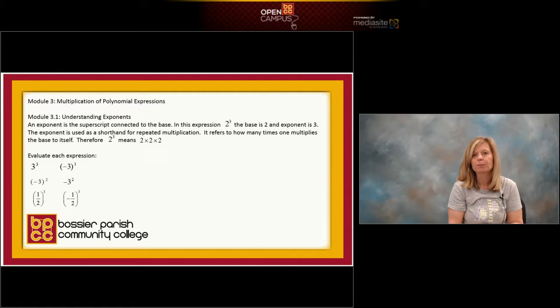We've already talked briefly about an exponent. Another word for exponent is degree, if it's connected to a variable. But we also see exponents connected to numbers. So we need to really understand what the purpose of an exponent is.